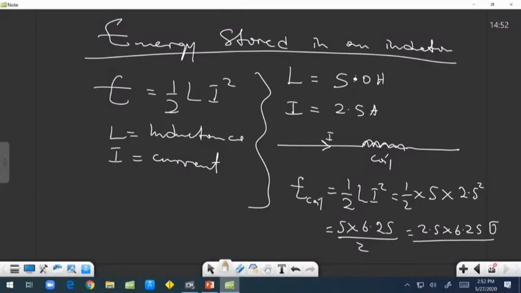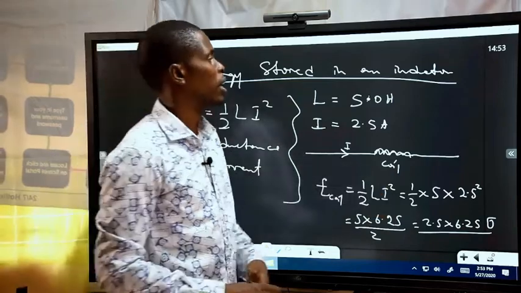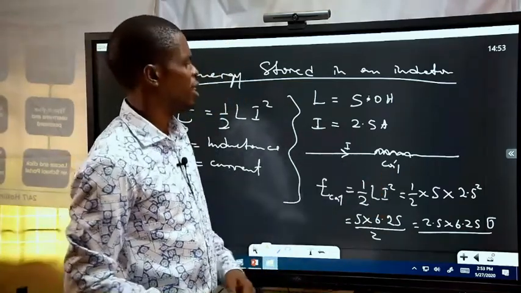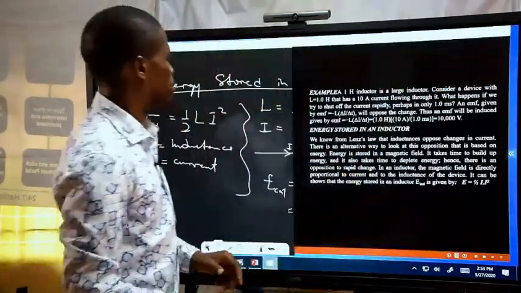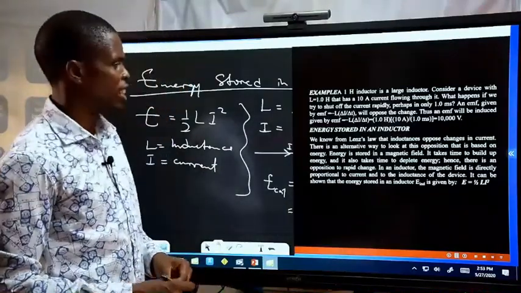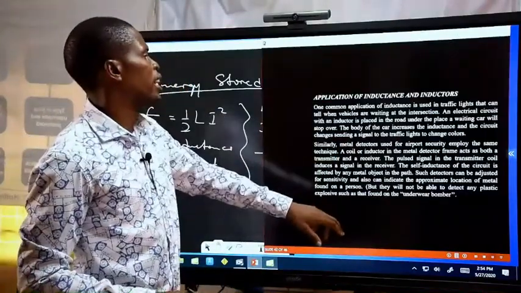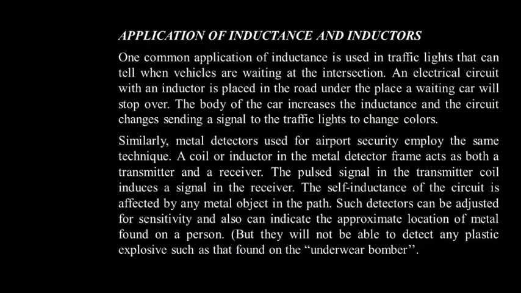So from what we have said, we have been able to establish that the energy stored in an inductor is a function of the inductance and the current, and you are able to solve a little problem. So you can apply it in further problems when we talk about energy in an inductor. Okay? So we look at the application of inductance and inductors. What are the applications of inductance and inductors?